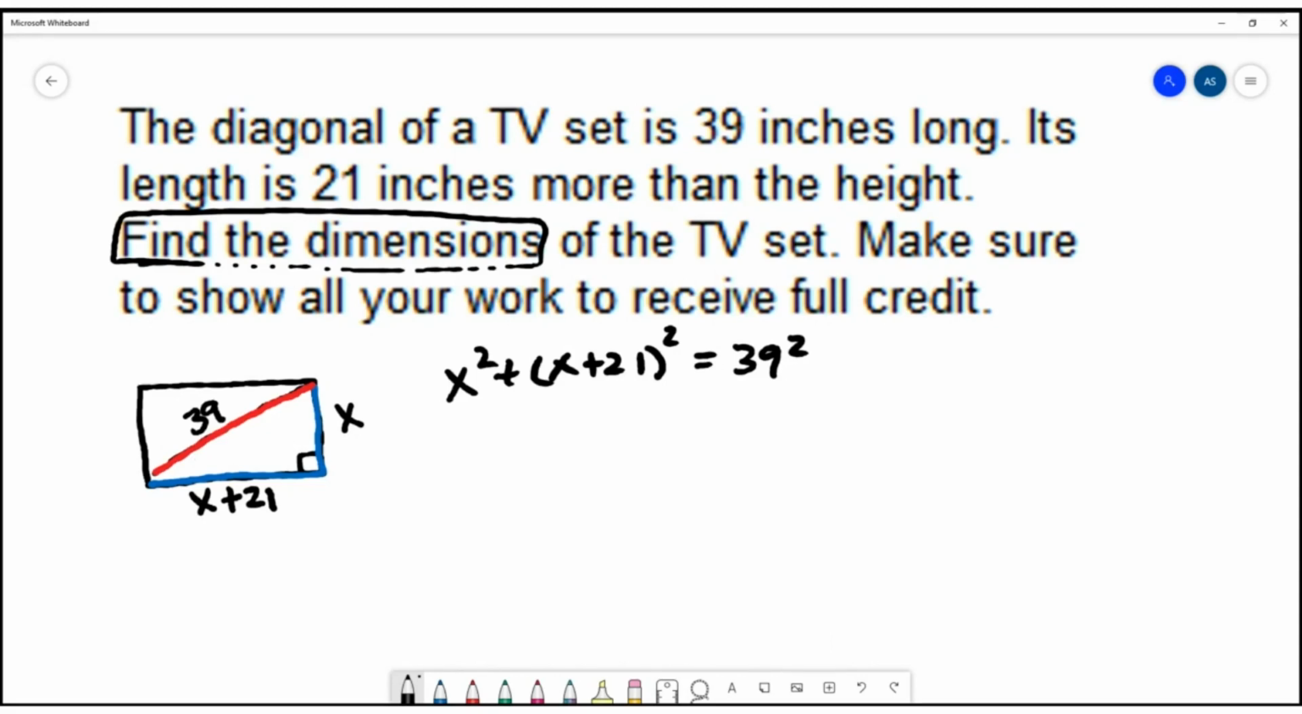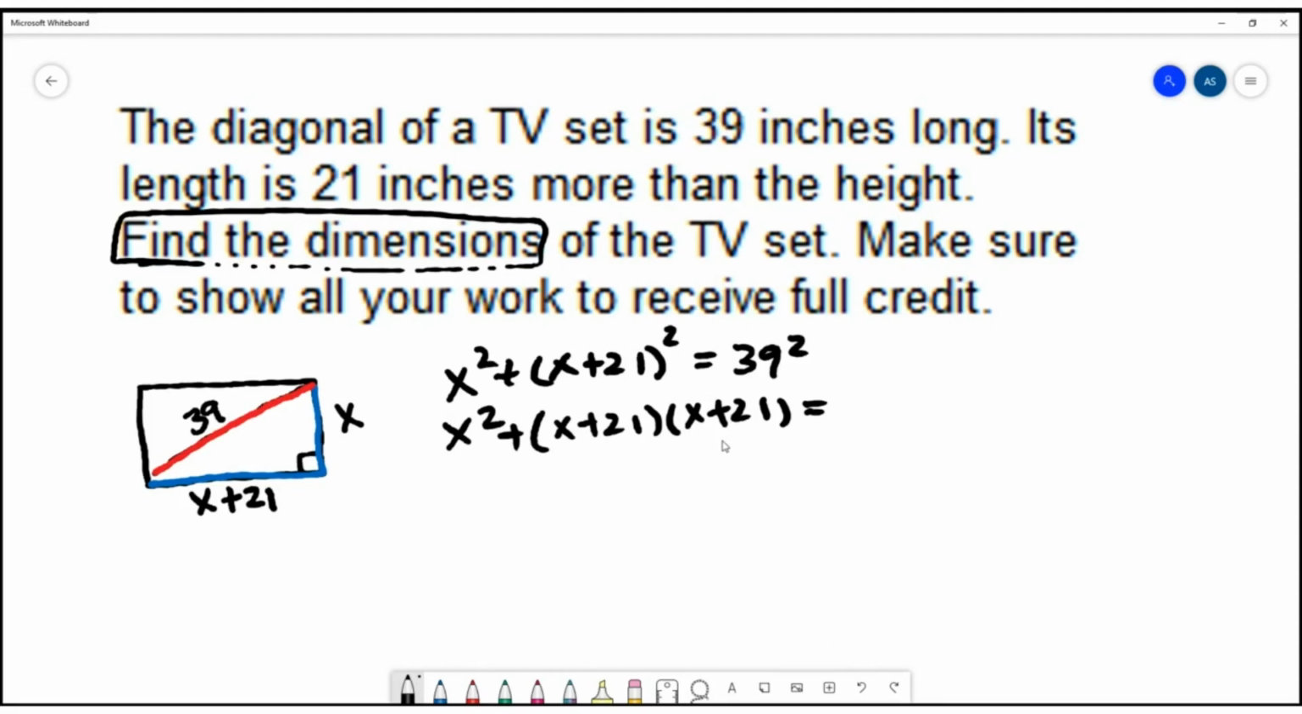So we're going to clean this up a little bit to create a quadratic equation. (x plus 21) squared is (x plus 21) times (x plus 21). Some people try to take a shortcut here and just apply the square to each individual term. That's not something that we're allowed to do because of this plus sign. So you have to write it out and FOIL it out. And then we have 39 squared.